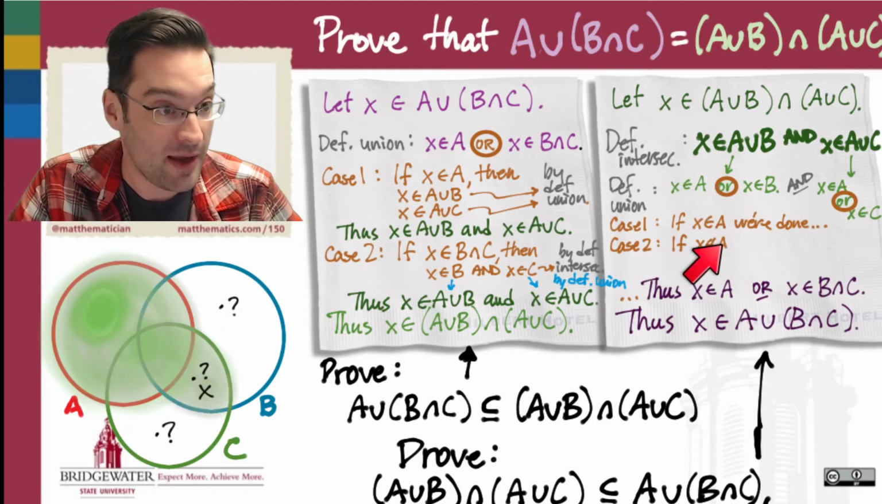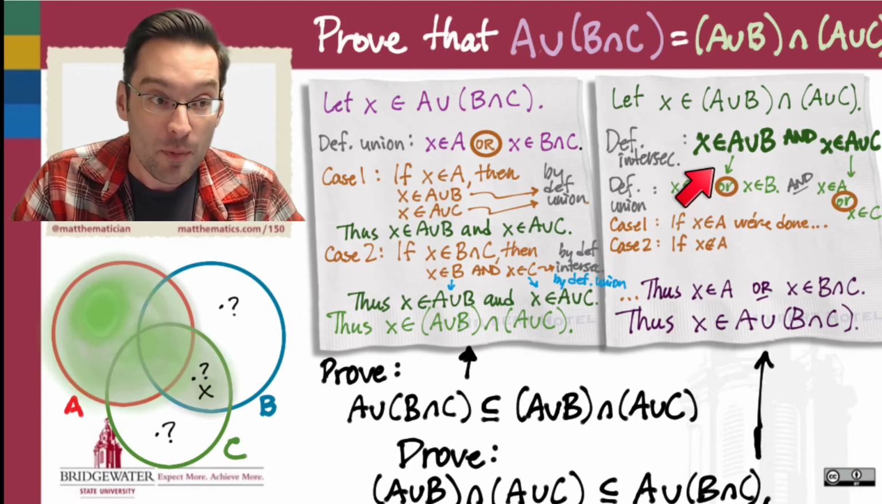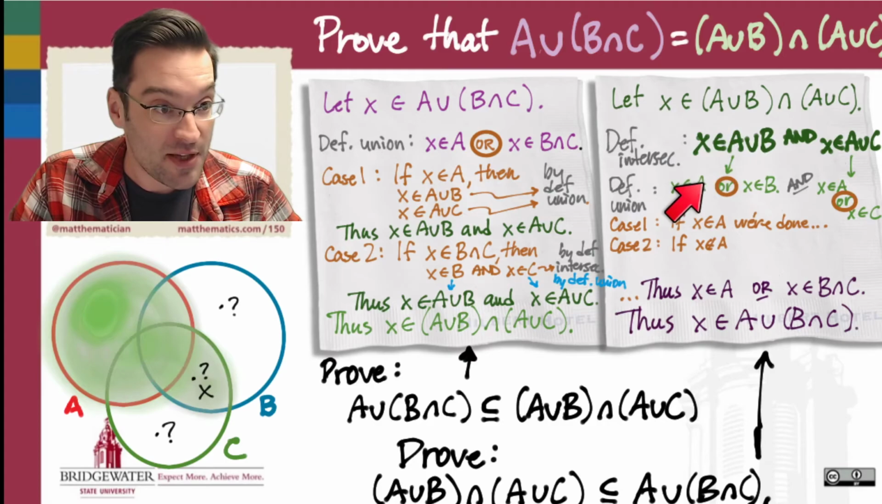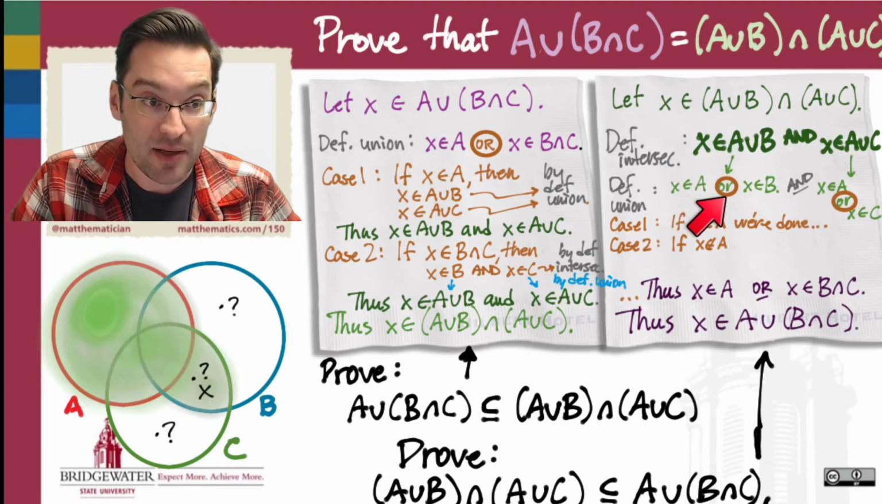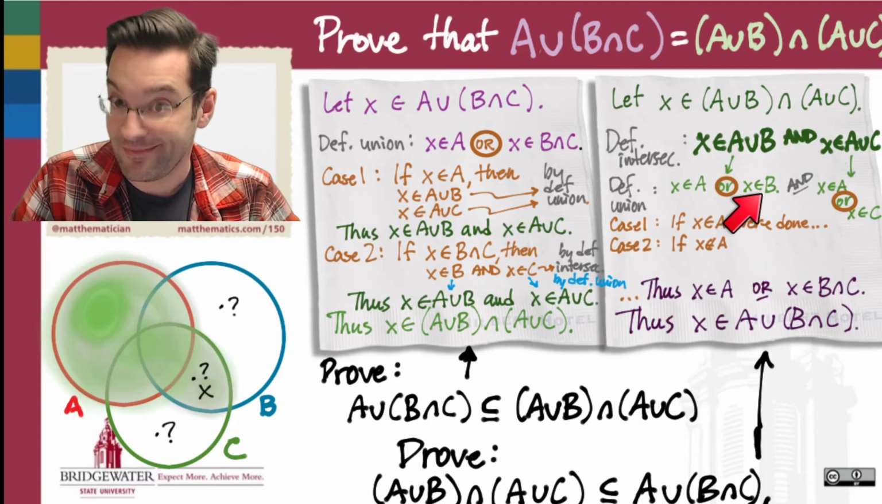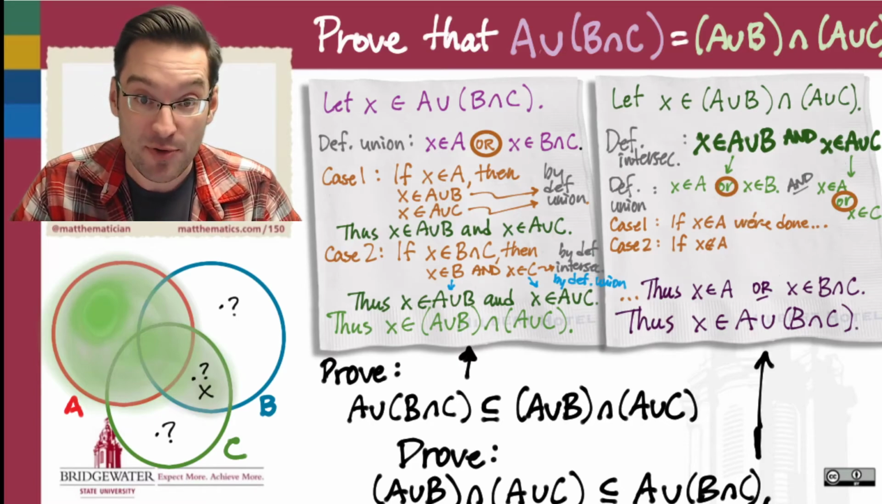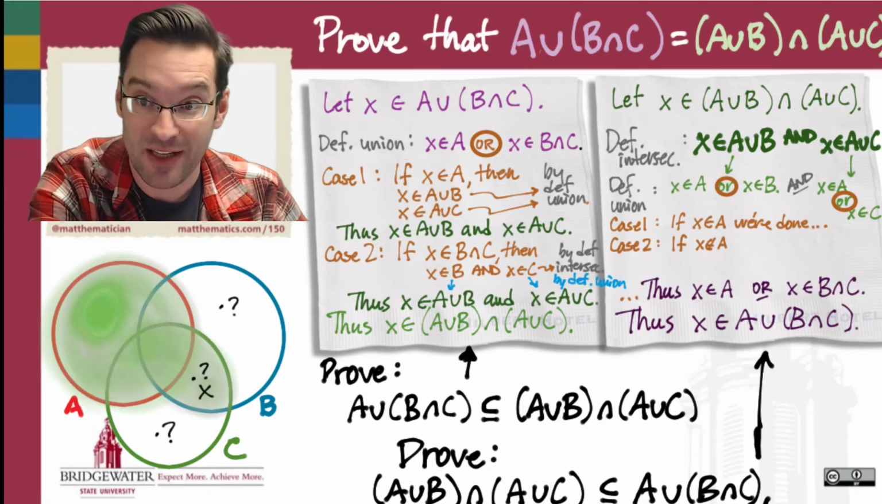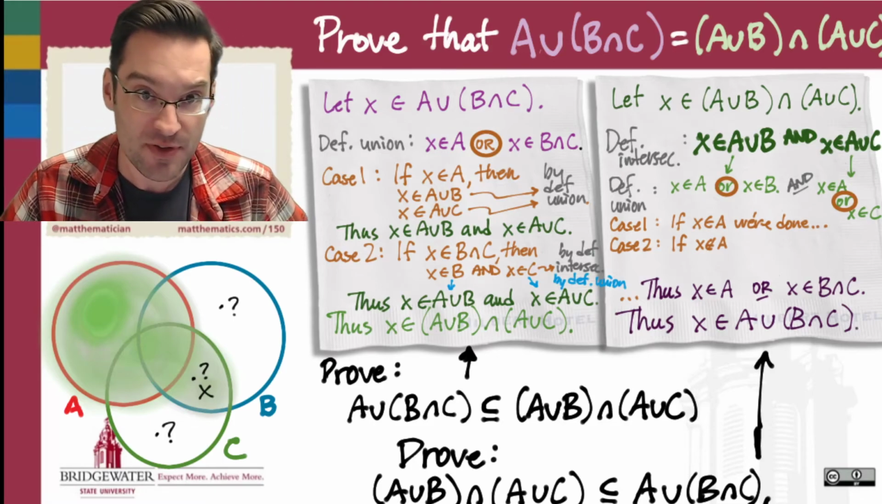If x doesn't belong to A, then what do I know? We know that x belongs to the union of A with B. But if it doesn't belong to A, that must mean what? That it belongs to B. If I belong to the union, but I don't belong to one of the sets in that union, then I must belong to the other set in that union. That's called the law of disjunctive syllogism.